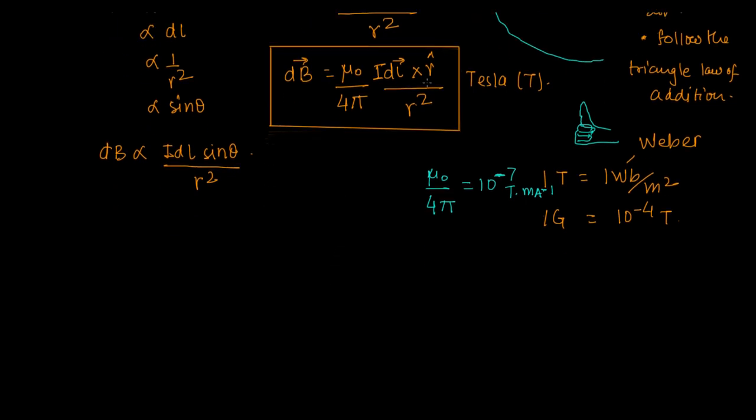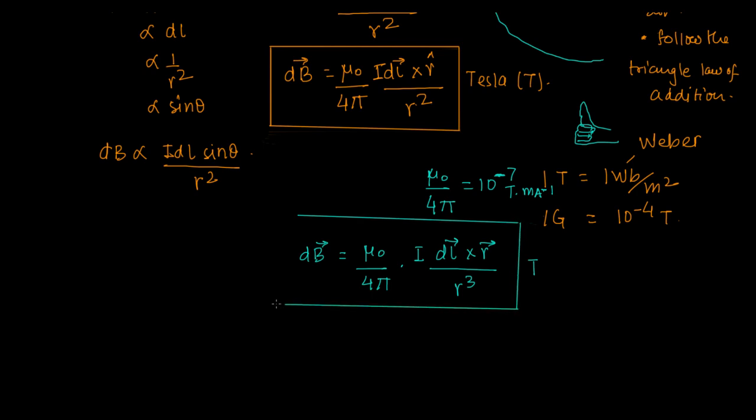If by any chance you put an R here, so instead of this, if you put an R, so dB becomes mu naught upon 4 pi into I dl cross R upon R cube. Okay, Tesla. Yes, there'll be an R cube if this is R. Because you know that R cap can also be written as R by R. So if you substitute this by R by R, then you will find this to be that, right? So this is what it is.